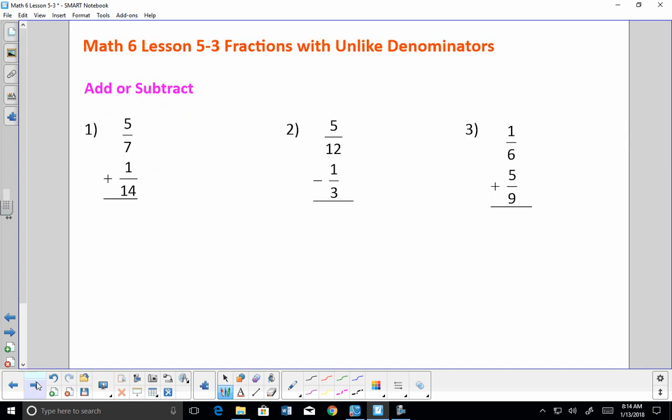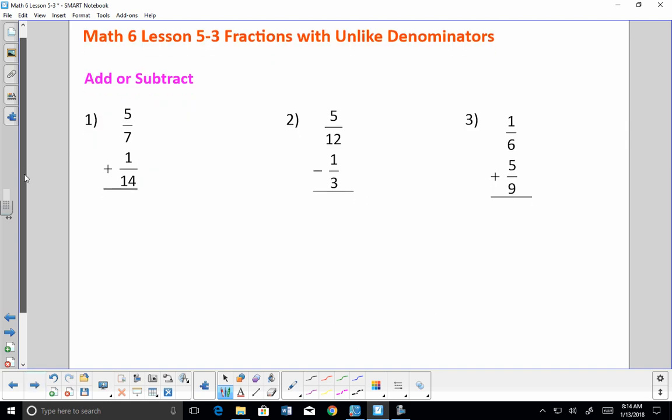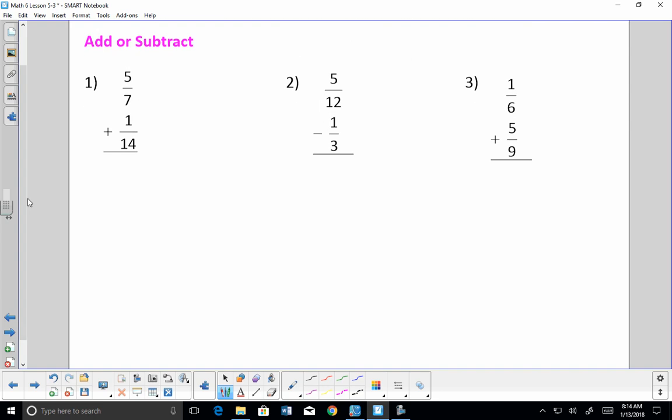Let's look at some problems here. We're going to add or subtract. Okay, first problem says 5/7 plus 1/14. Least common denominator here between 7 and 14 is 14. I know this. If you do not know this, you will have to do the least common multiple to find your least common denominator.